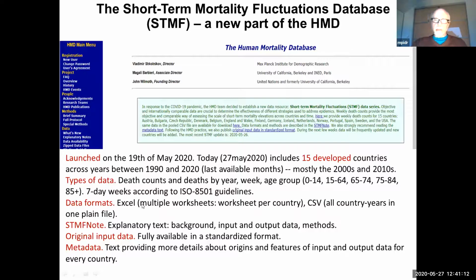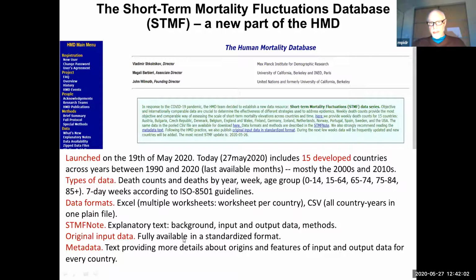Data mostly covers the 2000s and 2010s. Types of data: death counts and death rates by year, week, and age group. We have 5 aggregated age groups, with standard 7-day weeks according to ISO 8601 guidelines. Data format: Excel, multiple worksheets, 1 country per worksheet, and a CSV file with pooled information for all country years in 1 file. Then there is an explanatory text: background, input, output data, methods.